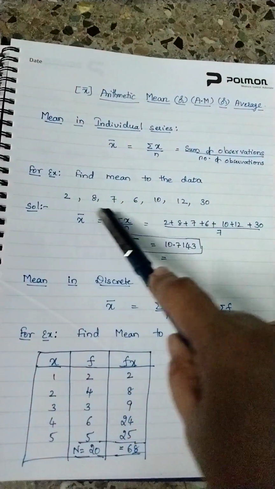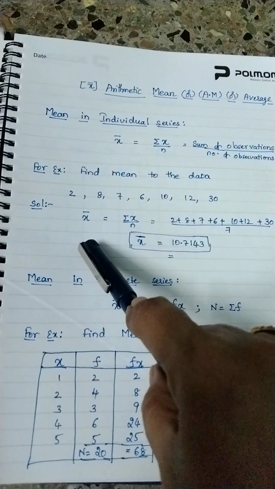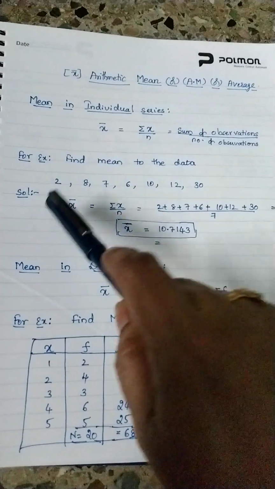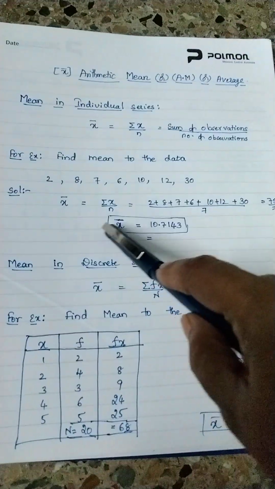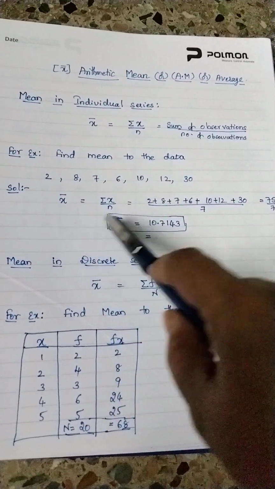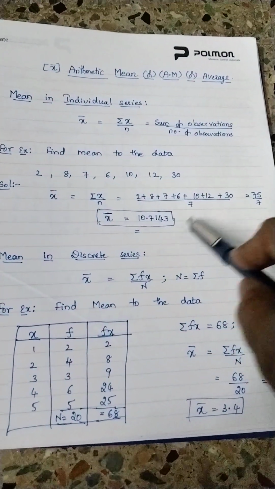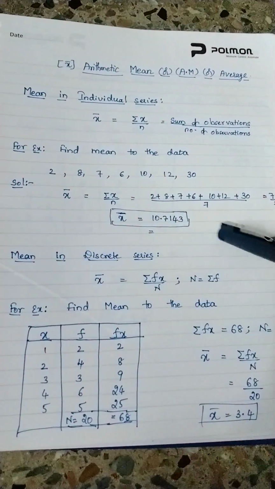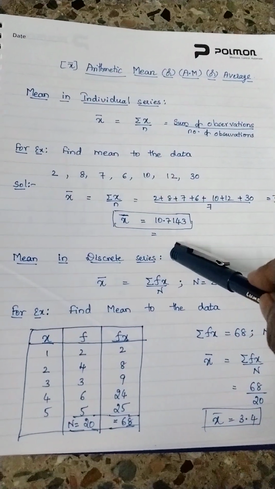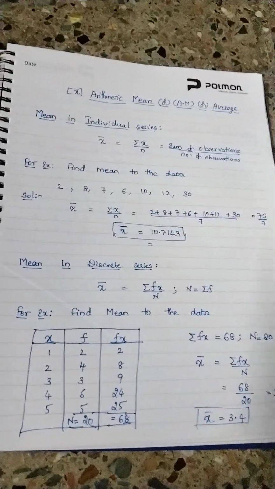So here they have given this data and they are asking you to find the mean. What is the formula for mean? x bar is equal to summation x by n. Summation x means whatever observations they have given, you add them, divided by the number of observations. The number of observations is 1, 2, 3, 4, 5, 6, 7. That's why I have written 7 here. You get the mean value as 10.7143. This is the individual series mean. This is important for you for 2 marks.